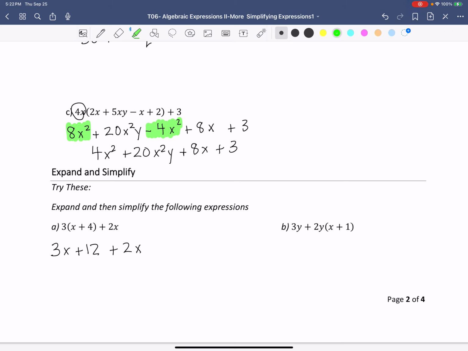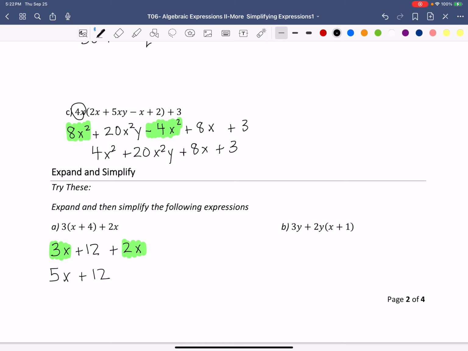So once I've distributed that 3 into the bracket and opened that bracket up, now I can collect my like terms. I have 3x and I have 2x. So using my commutative rule, I can bring them together and they can make 5x. And then plus 12 is the rest of my expression.